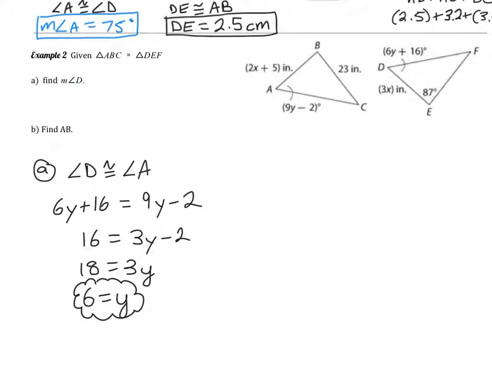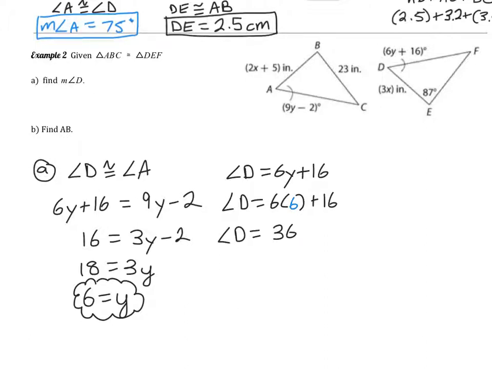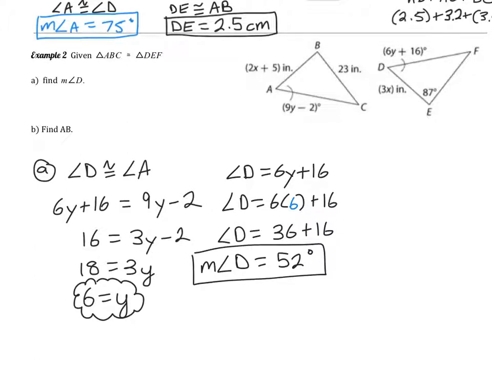So again, we're going to start with a given statement. We'll say angle D equals 6y plus 16, and then we can substitute what we know. 6 times 6 plus 16. So angle D equals 36 plus 16. So the measure of angle D is 52 degrees. So again, on a test or quiz, I would definitely expect to see a congruence statement before you make your substitution. And I'd like you to also state given equations before you make your substitutions.